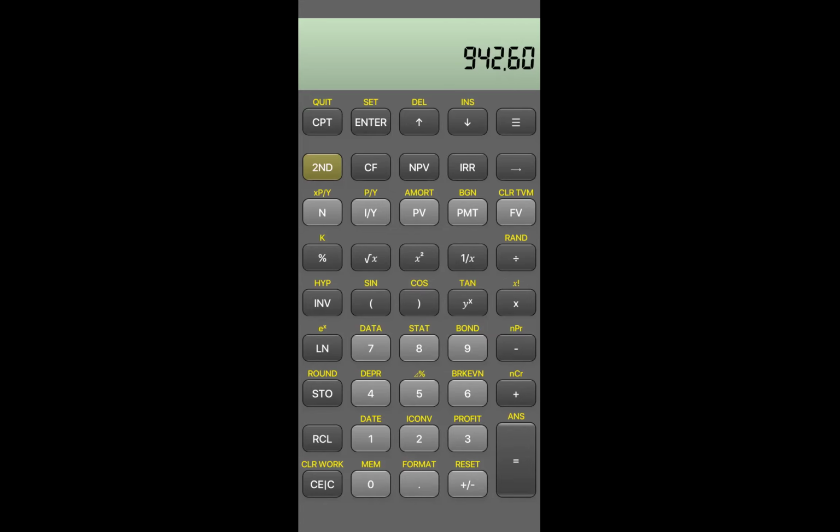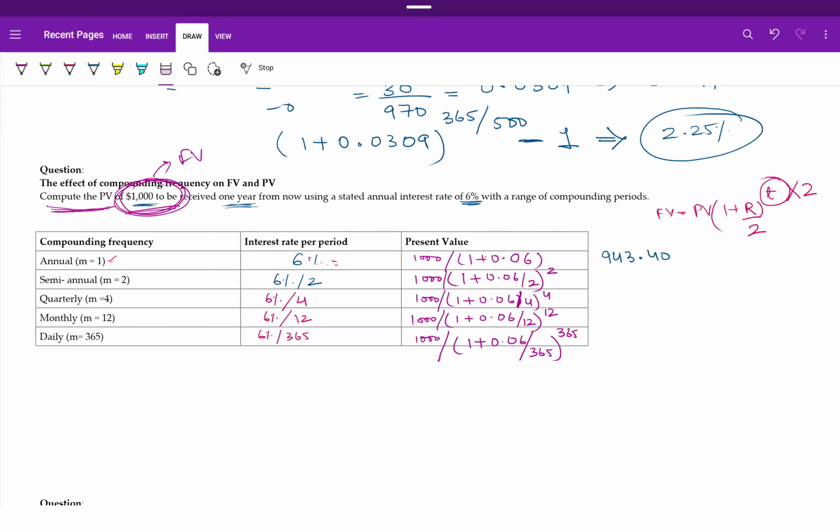942.60 is our answer. Now again, let's calculate for the frequency where it's being quarterly compounded.